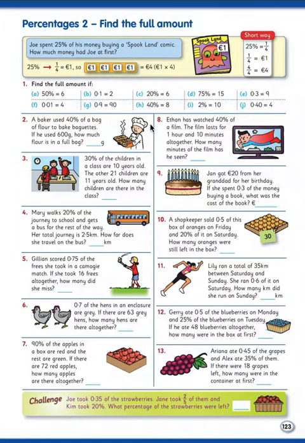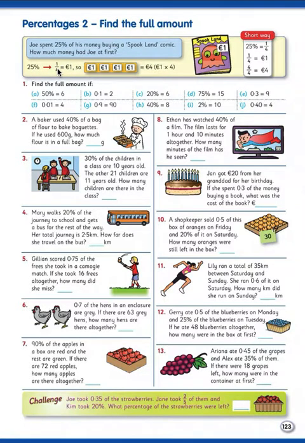So if you look at this example, it says Joe spent 25% of his money buying a Spookland comic. How much money had Joe at first? So at first, when he had 100% of his money, before he spent anything. So they're saying that there's the Spookland. We know it's €1, and he spent 25% on that. 25% is a quarter. I'll do this one first.